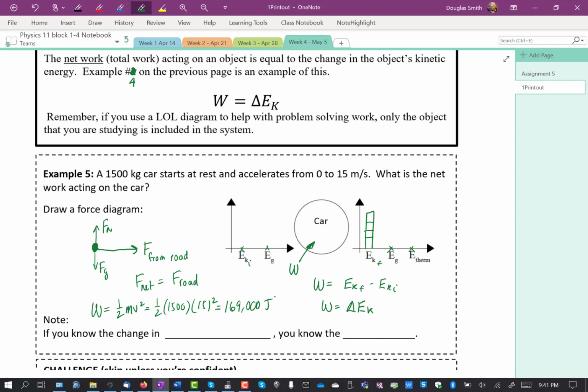We could do kinematics. We could find out its acceleration maybe and do F equals ma and all that kind of stuff. But if we can calculate the change in kinetic energy, we know right away that's equal to the net work. So if you know the change in kinetic energy, you know the net work.